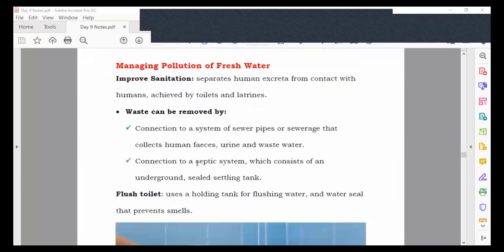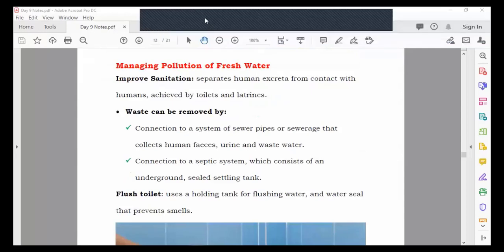Okay, now managing the pollution of fresh water. How can you manage it? These are very simple, but you can go through these points.